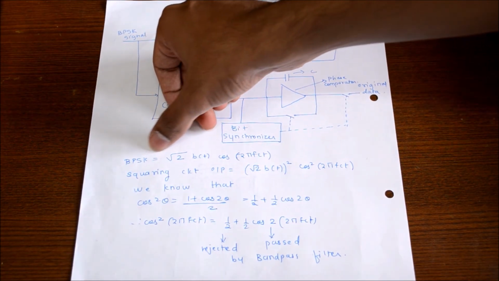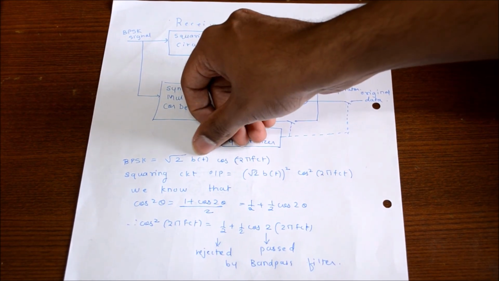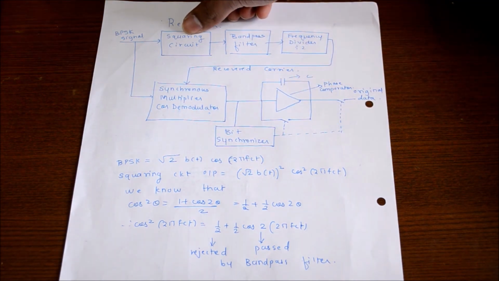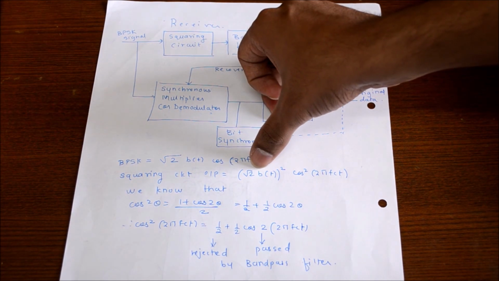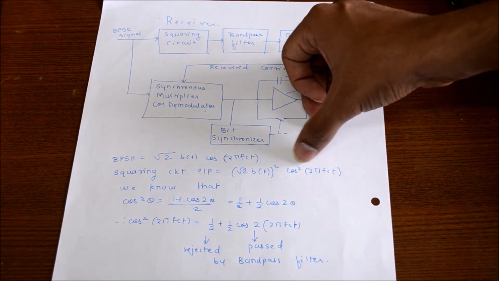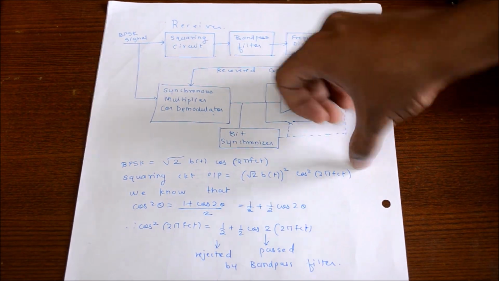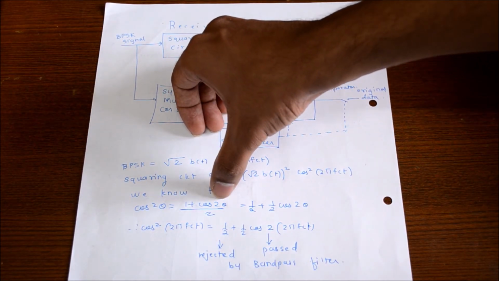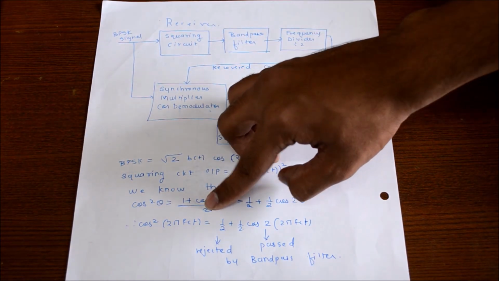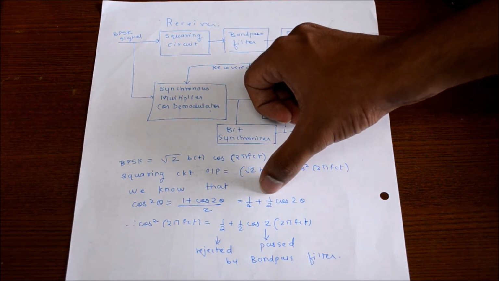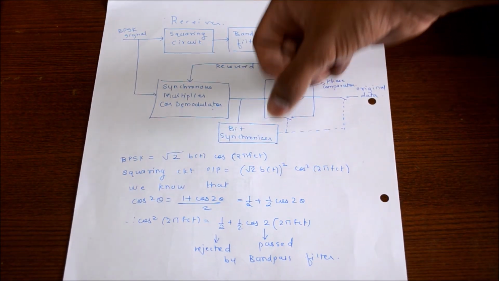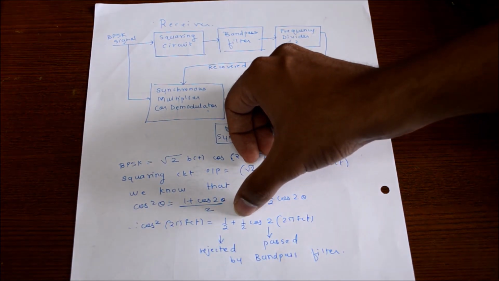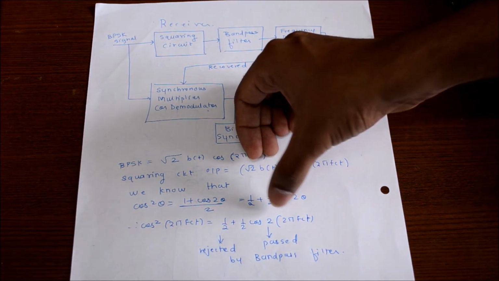As we know, the equation of the BPSK signal is root 2 times b of t cos of 2 pi fct. Now after squaring the signal, we will get the equation as root 2 b of t, whole square, cos square of 2 pi fct. Now we know the trigonometric identity that cos square theta is equal to (1 plus cos 2 theta) by 2. That is, we'll split it as 1 by 2 plus 1 by 2 cos 2 theta. So we can write cos square 2 pi fct as 1 by 2 plus 1 by 2 cos of 2 pi fct.